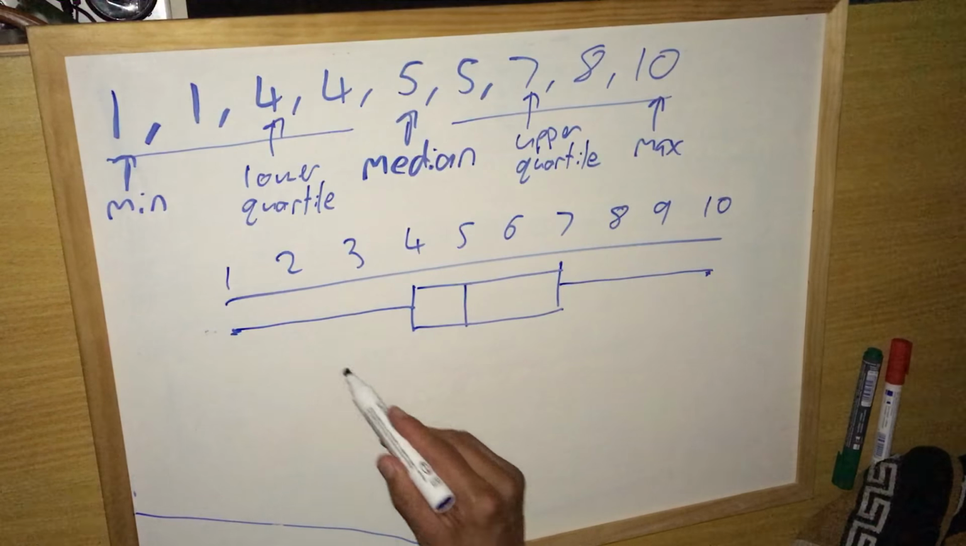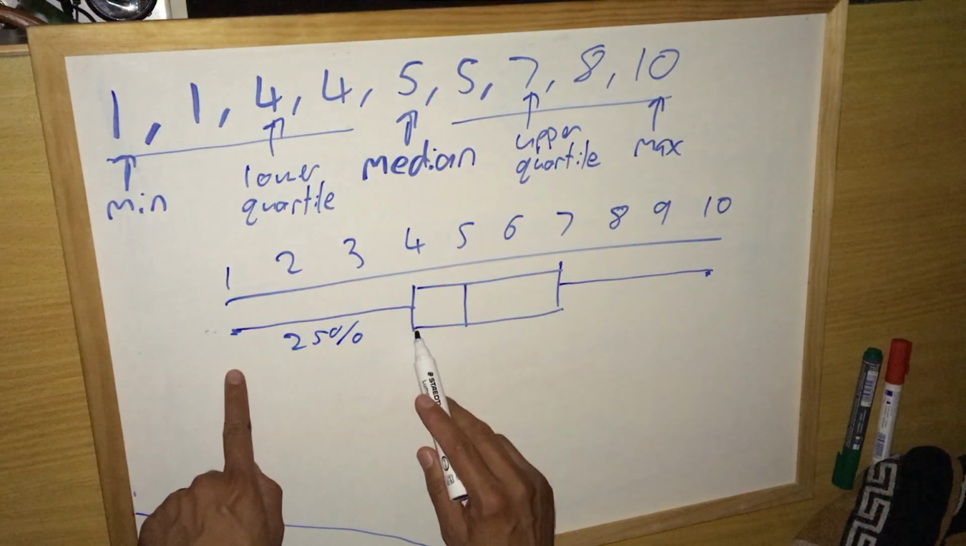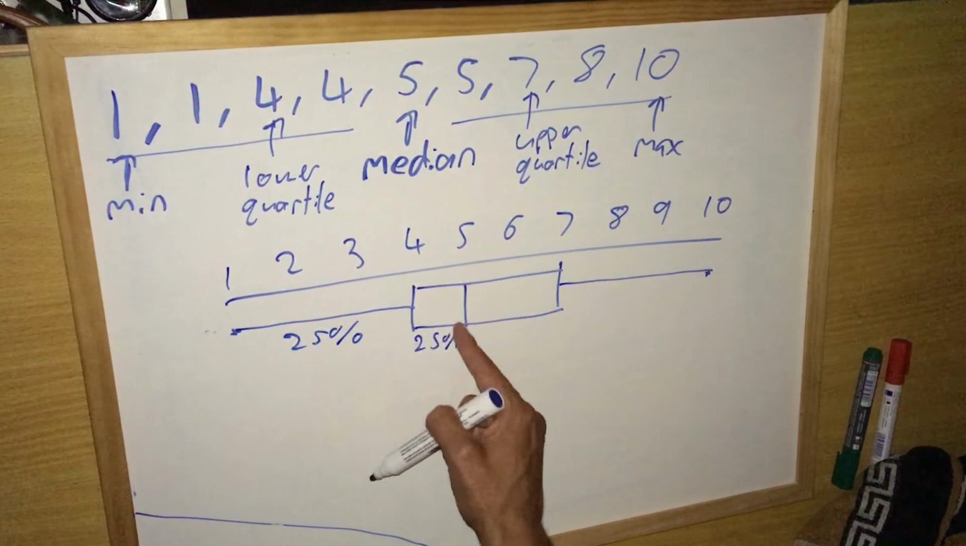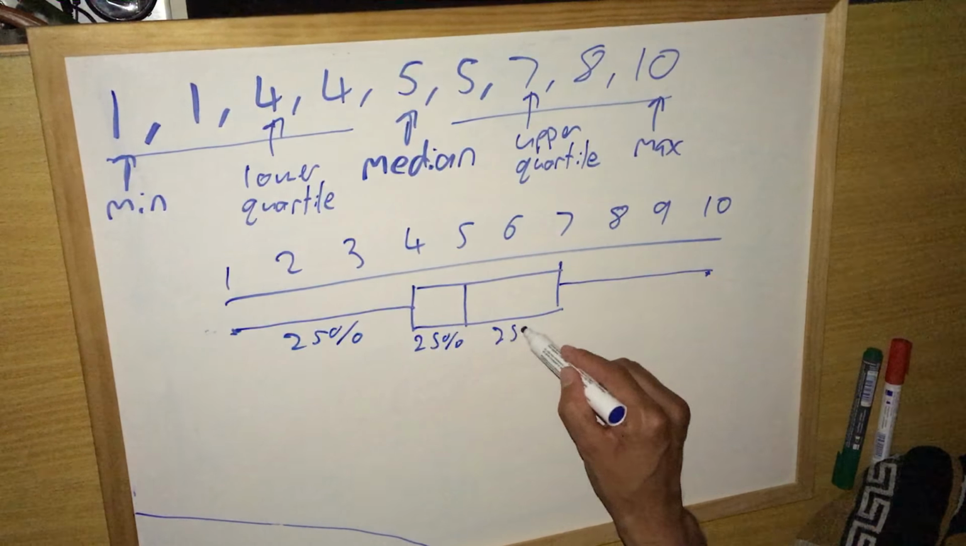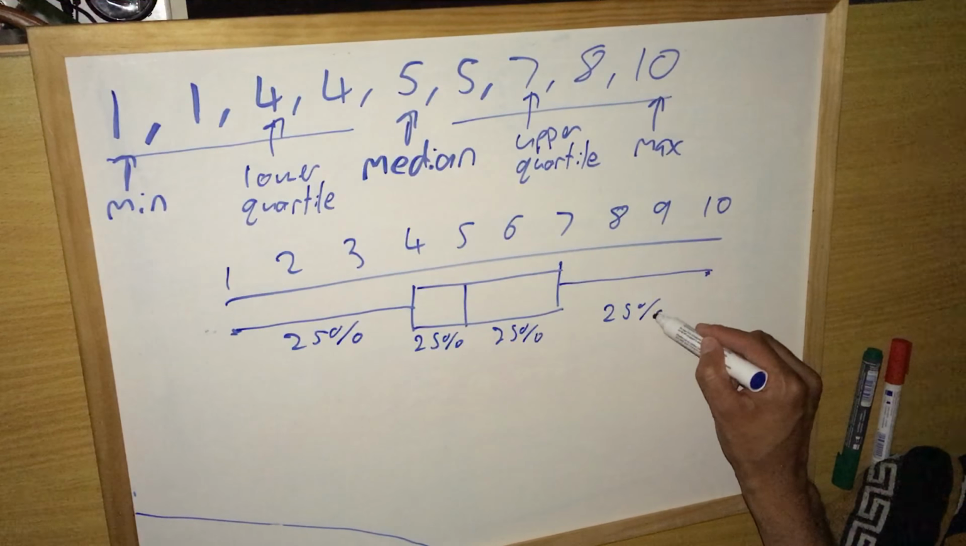And the significance of this is that 25% of your class is in this range. 25% is all crammed up in this little box here. 25% here is a little bit more spread out. And 25% is really spread out over here.